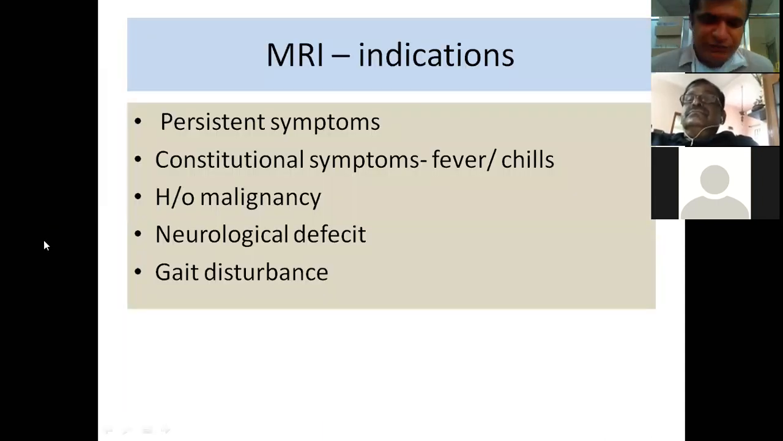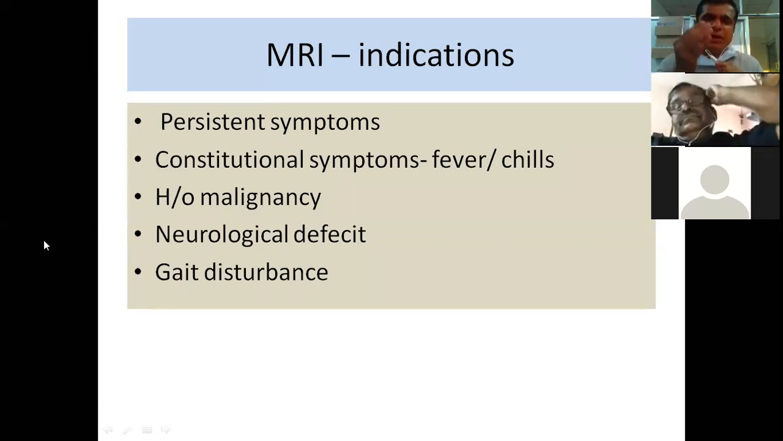So, as in lumbar spine, there are indications for MRI in cervical spine also. If the patient is having persistent severe neck pain and radicular pain, even beyond, for example, 3 weeks or 4 weeks of conservative management, we can go for MRI. If the patient is having constitutional symptoms like fever and chills, or there is a history of malignancy, or you are suspecting a secondary deposit, you go for MRI immediately.